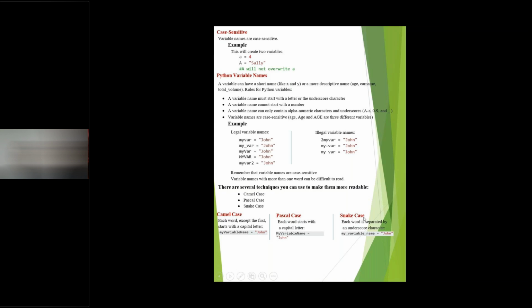And snake case is nothing but giving an underscore between words. Like here, my_variable_name is equal to John. So these are the different techniques to define variables: camel case, Pascal case, and snake case. Snake case is all letters small. Yeah, all are small letters.